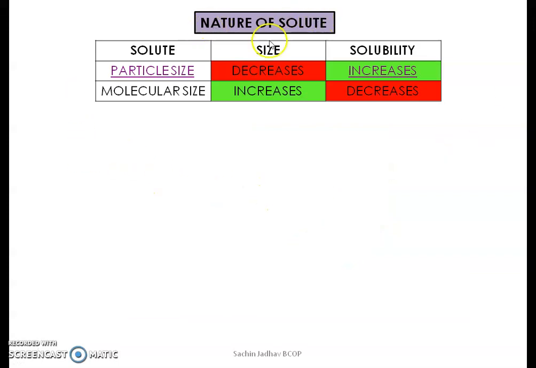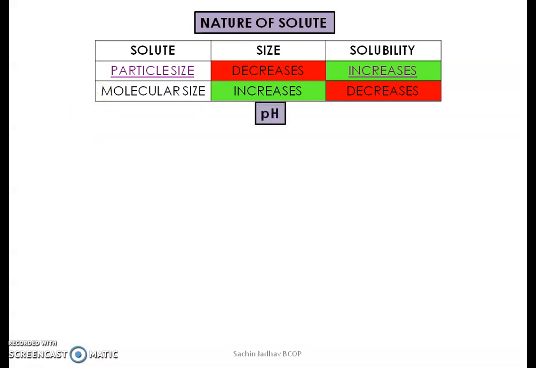The next factor in nature of solute is molecular size. As molecular size increases, the solubility decreases. We can see various drug molecules: those with less molecular weight have more solubility, and as drug molecules get a larger molecular size, that is higher molecular weight, they have less solubility. For example, some drugs which are proteinous in nature have higher molecular weight, so their solubility is less, and higher molecular weight substances dissolve very slowly.